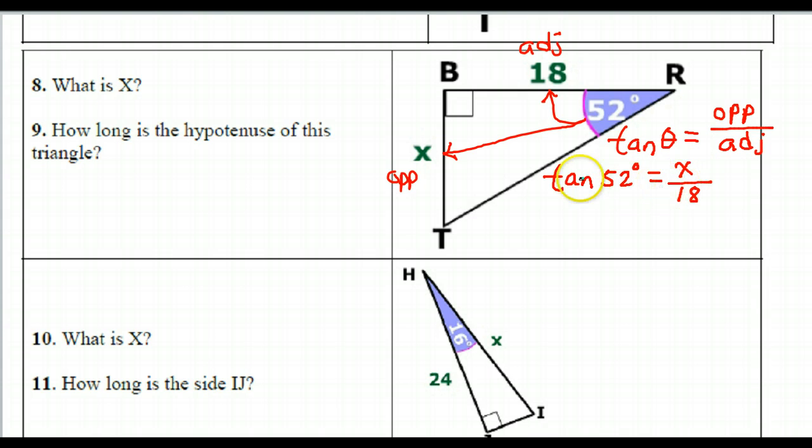So it's just a matter of solving this for x. Well, the easiest thing to do when x is in the numerator like this is just to multiply both sides by the denominator. So multiply both sides by 18. These 18s will cancel each other out. That's going to give me x equals 18 tangent 52 degrees. But this is something I can simply put in my calculator. 18 tangent 52.